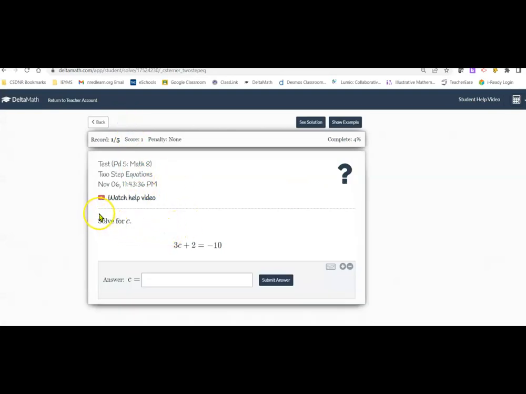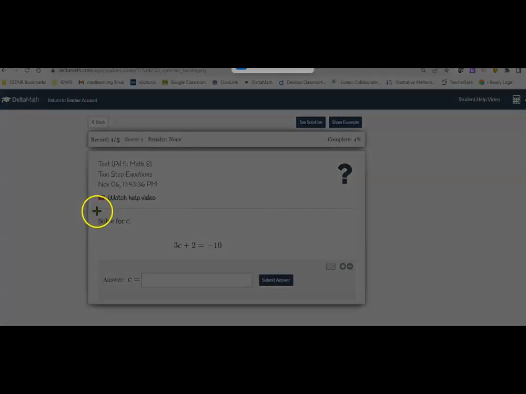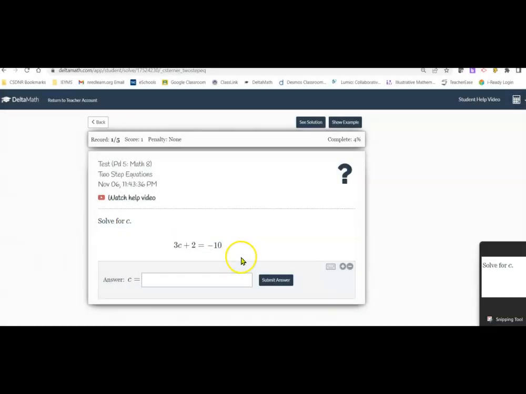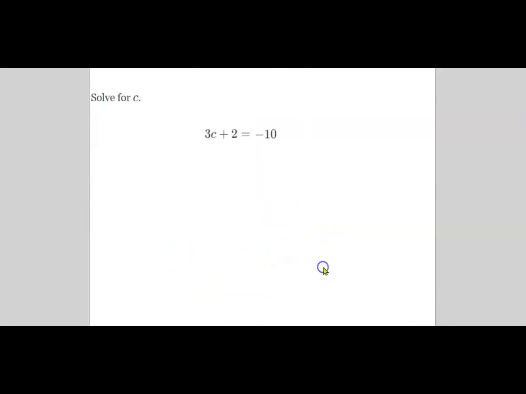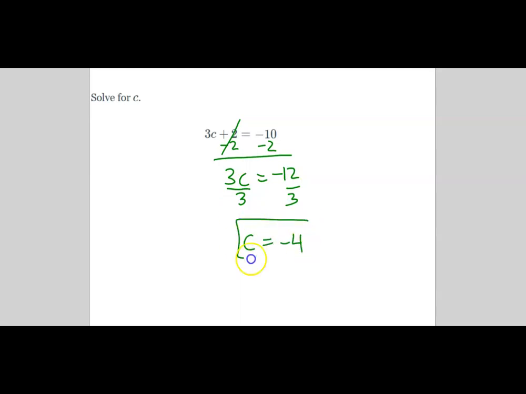So solve for c, where 3c plus 2 equals negative 10. So let's clear this out here, and start with our constant. We're going to subtract 2 from both sides using our calculator if we need to. Negative 10 and negative 2 make negative 12. Divide both sides by 3 and use your calculator if you need to. Negative 4.